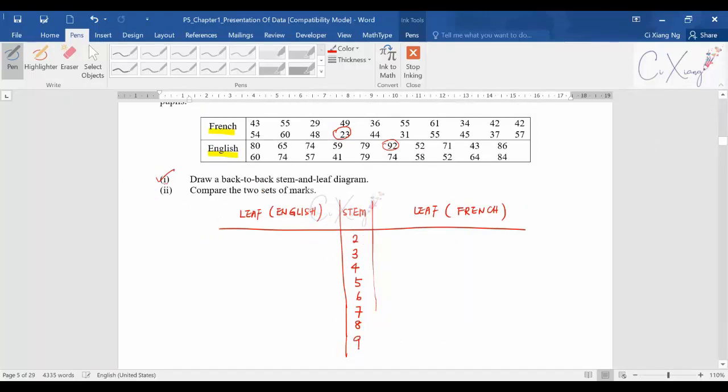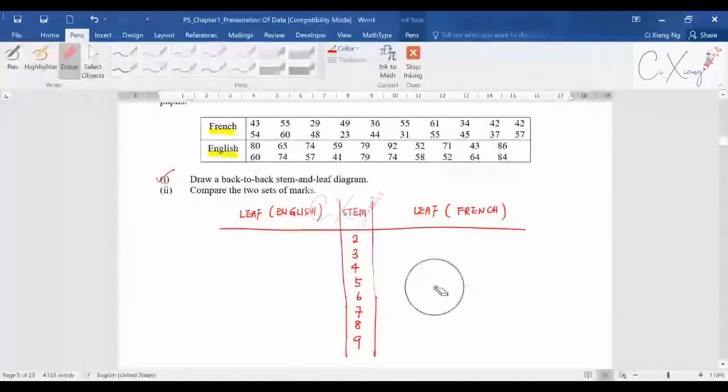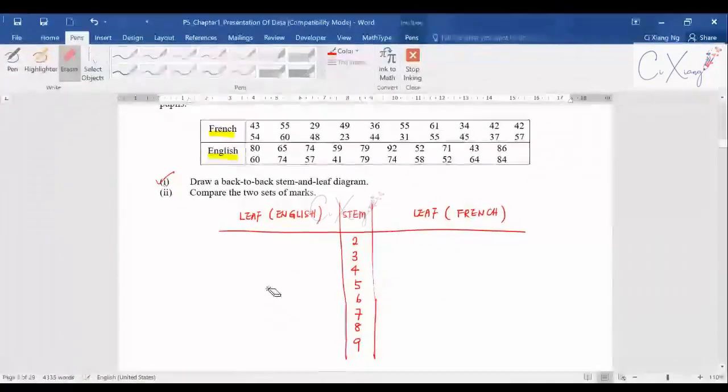Sorry, I need to make it smaller so that you can see everything. Okay, then now you can start to put in the leaf for the French part. So I believe that this part has no problem. It's very straightforward. Okay, so you want to talk about the leaf part for English.